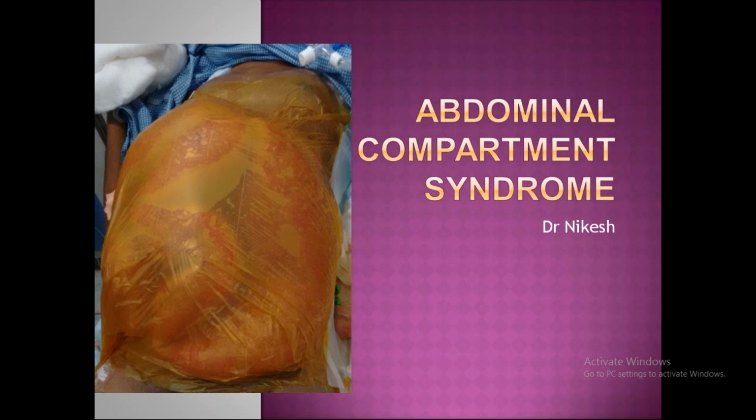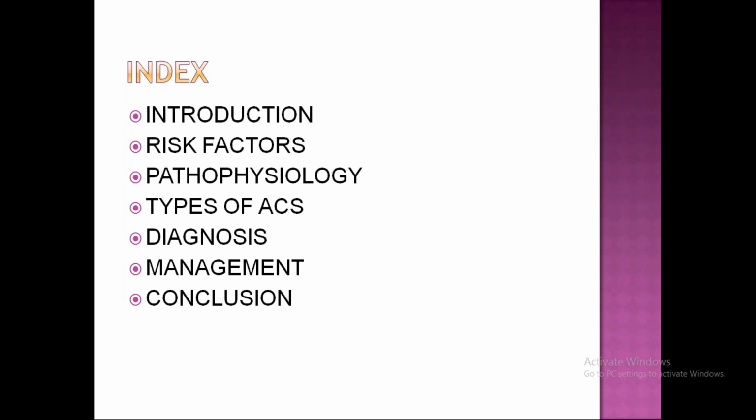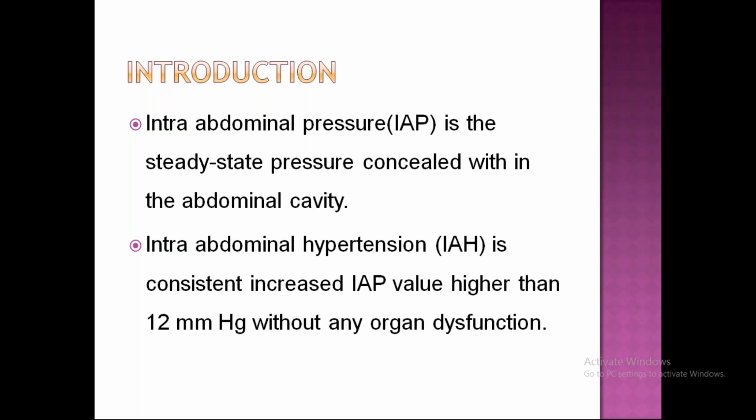I'm starting with the topic abdominal compartment syndrome. Introduction. Intra-abdominal pressure is the steady state pressure concealed within the abdominal cavity. Normal intra-abdominal pressure is 5 mmHg.